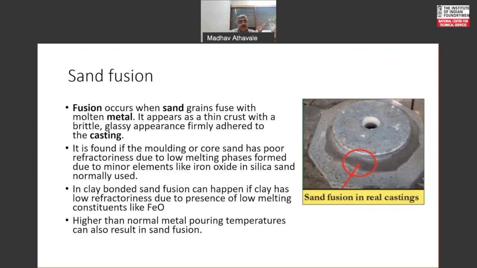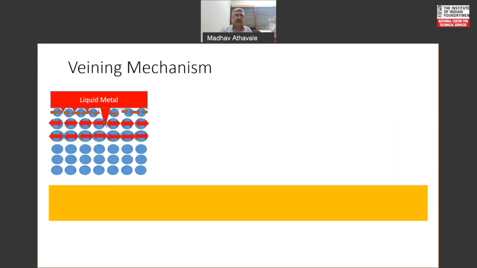Another cause of sand fusion, of course, is higher than normal metal pouring temperatures. We saw the mold side, which is sand and anything else like clay going there. The other side is you pour the metal at abnormally higher temperatures than normal, and then you will get the sand fusion. Now, after fusion, let's look at veining.